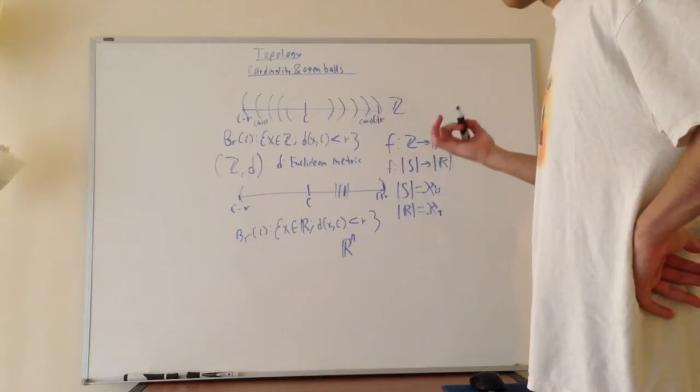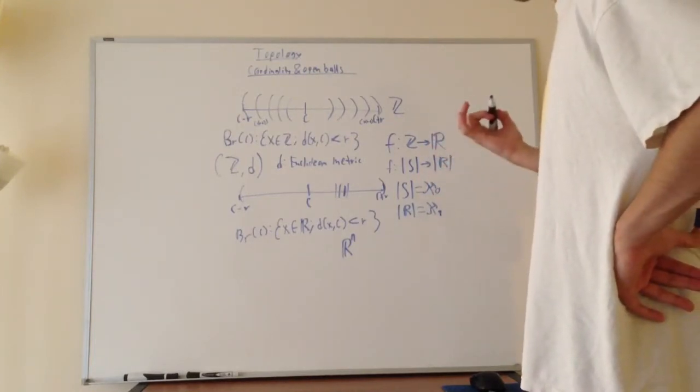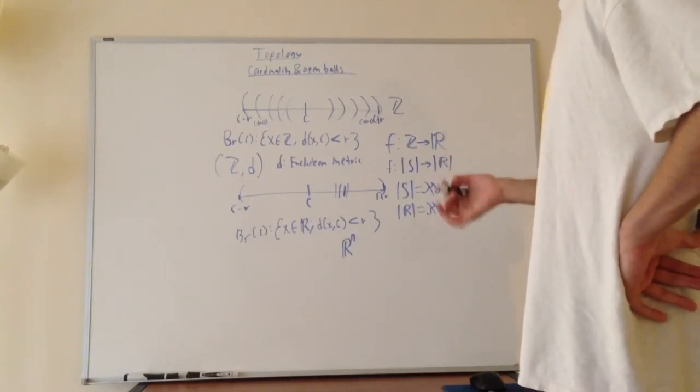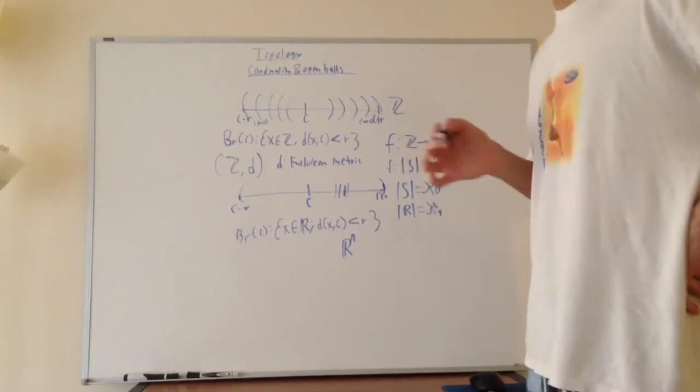So it's pretty much just a little note on the cardinality of the open balls: what can we do with them, and some interesting properties that countable versus uncountable sets have.